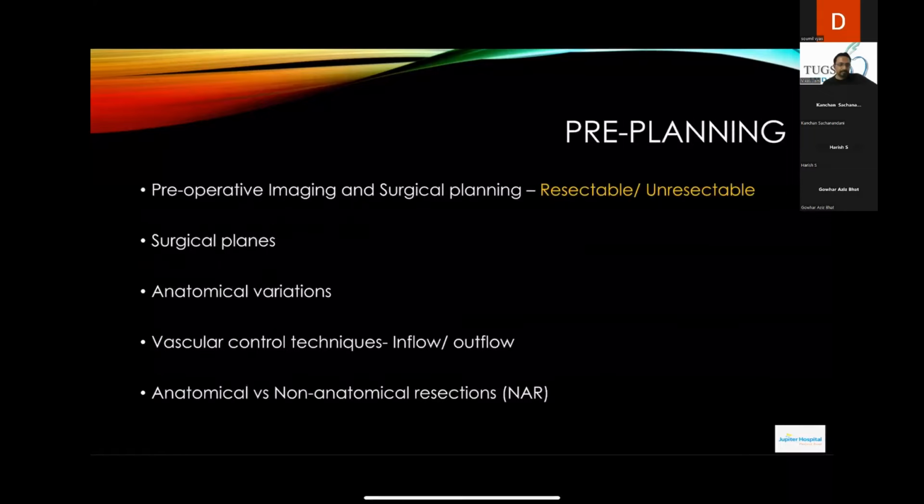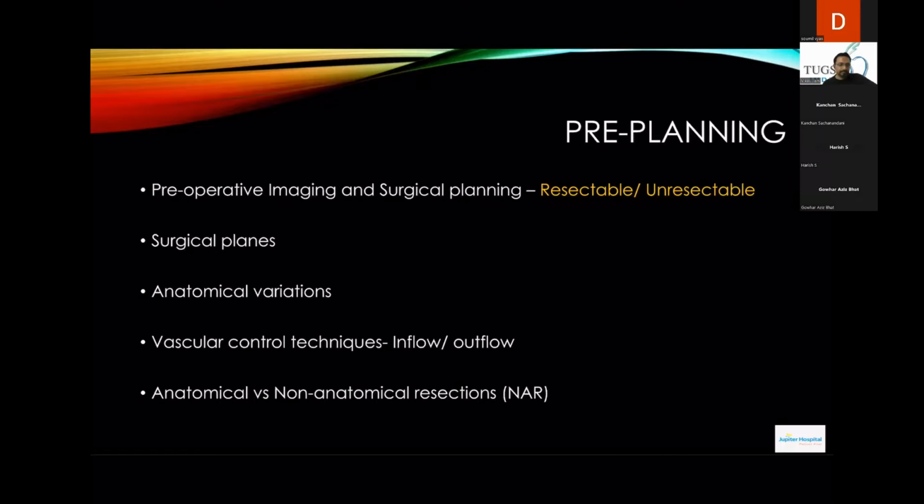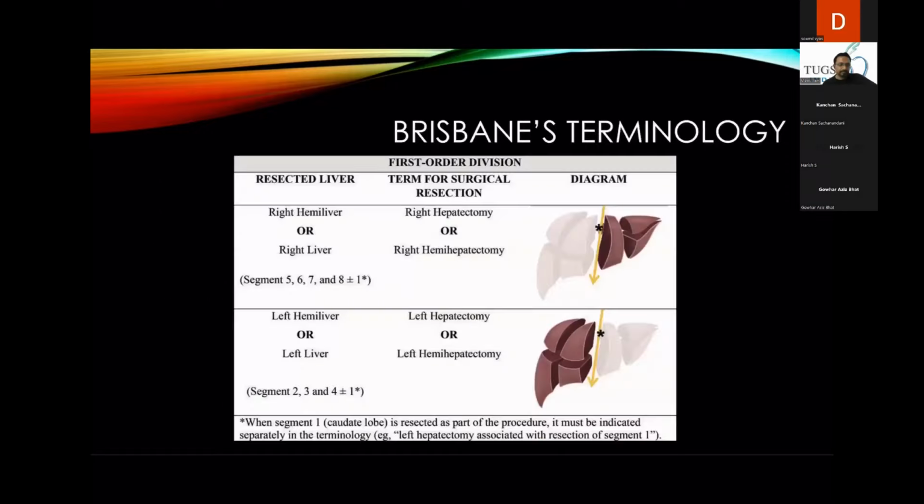So what needs to be thorough in your pre-planning is that based on your pre-operative imaging, as rightly shown by Dr. Balakrishnan and Dr. Vyas, pre-operative imaging and surgical planning will tell you whether the tumor is resectable or unresectable. Only then, when you have a thorough knowledge of your surgical planes and you see the anatomical variations, can you understand what kind of resection you can plan, and the various vascular control techniques, which will help you in decreasing the blood loss during surgery, and whether the patient, based on the etiology, requires an anatomical or a non-anatomical resection.